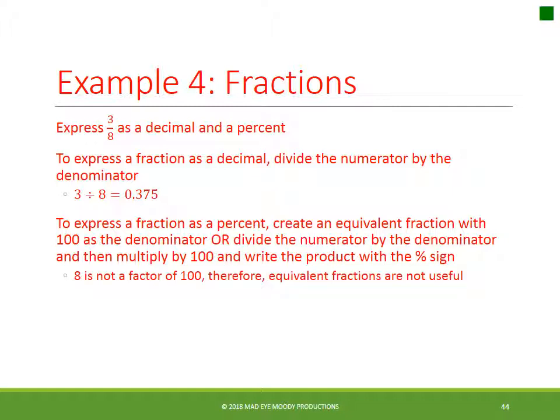So because 8 here is not a factor of 100, we can't use equivalent fractions. We could estimate, we could get pretty close, but that's not going to give us an exact amount. So instead, we need to divide our numerator by our denominator to turn that fraction into a decimal, and then we use the steps to turn the decimal into a percent. So we multiply the decimal by 100, which gives us 37 5/10, and we write that with a percent sign because we have expressed that as an amount out of 100.